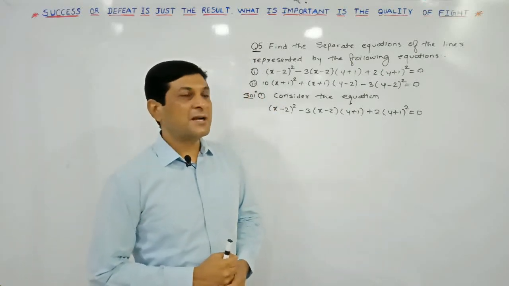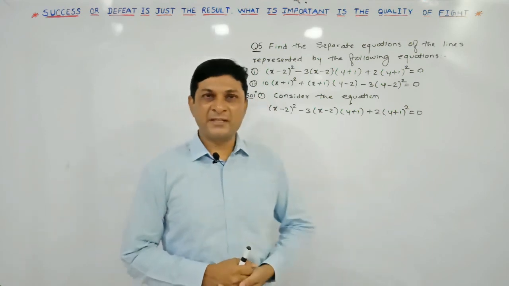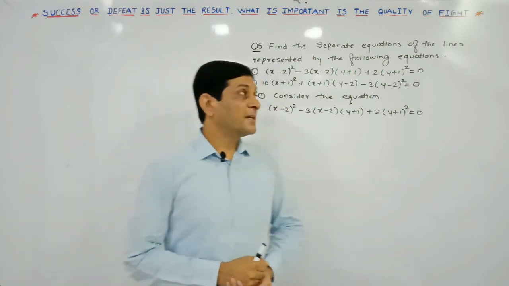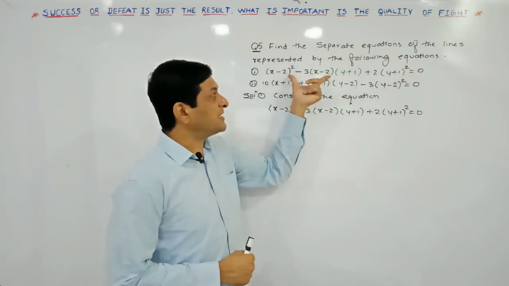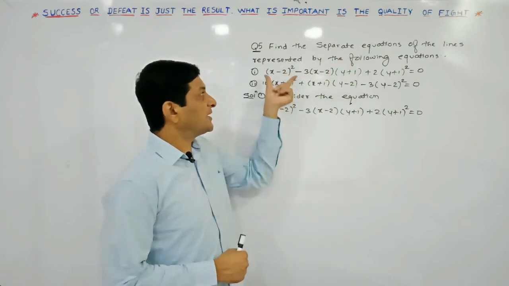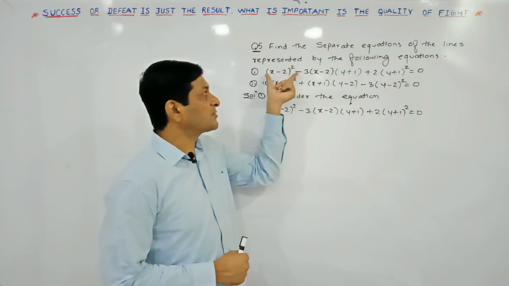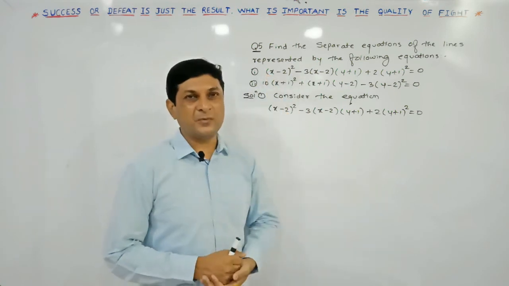So today we are starting example number 5 from exercise 4.3. In this case, we have to find out separate equation of lines represented by these two equations. So let us try to solve the first example. So first we have considered the given equation.